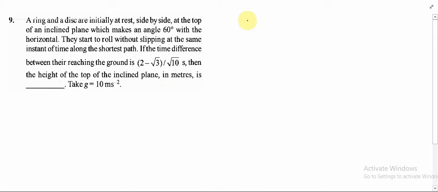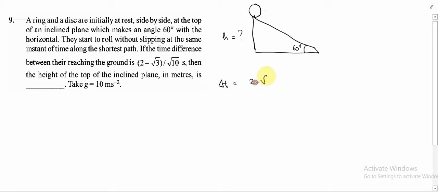Okay, so this is our question. In our question there is an inclined plane, and the inclined plane makes an angle theta equal to 60 degrees with the horizontal. We have to find the height of the inclined plane, and on the top of the inclined plane there is a disk as well as a ring. The time difference of them reaching the ground is given by delta t equal to (2 minus root 3) divided by root 10 seconds.